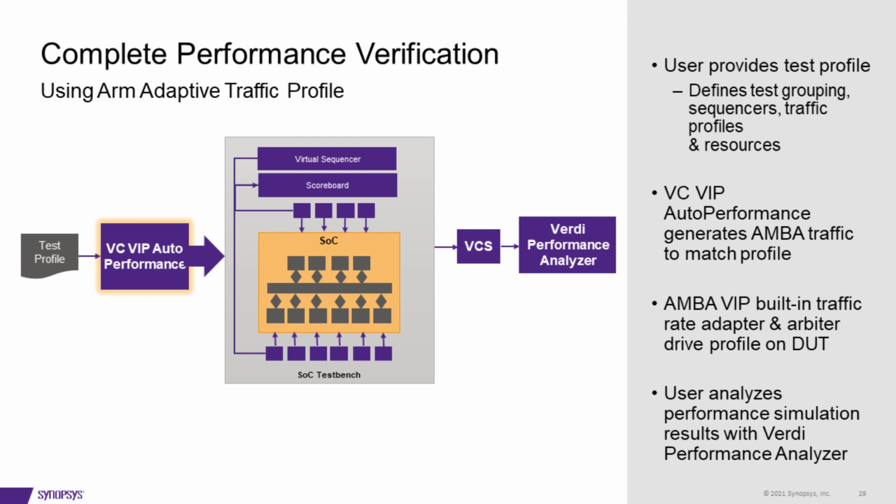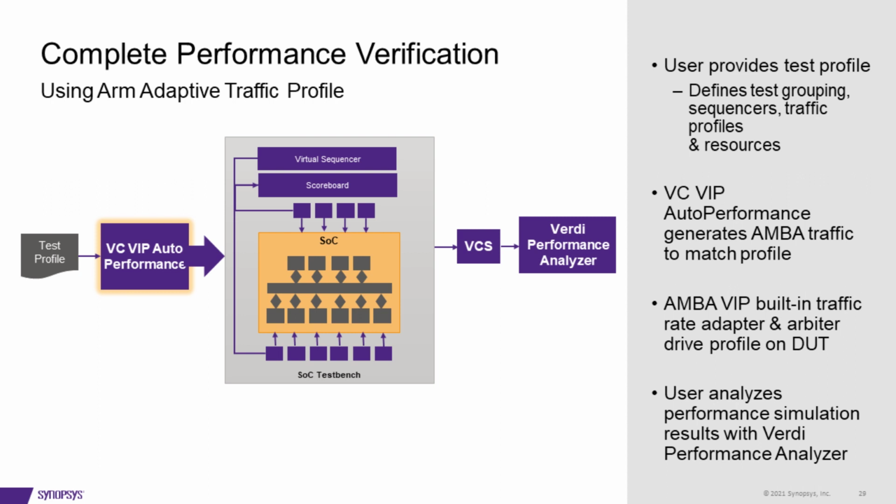To do the performance verification, we provide a solution called VC VIP Auto Performance, which uses the ARM Adaptive Traffic Profile specification. The ARM Adaptive Traffic Profile specification provides a way where you can define a set of attributes through which you want to generate traffic. You define something called a traffic profile, in which you define what kind of traffic you want to generate. That's going to be protocol agnostic and methodology agnostic. That is the test profile or traffic profile which the VC VIP Auto Performance reads in. You simulate it using VCS and then you analyze the result using the Verdi Performance Analyzer.